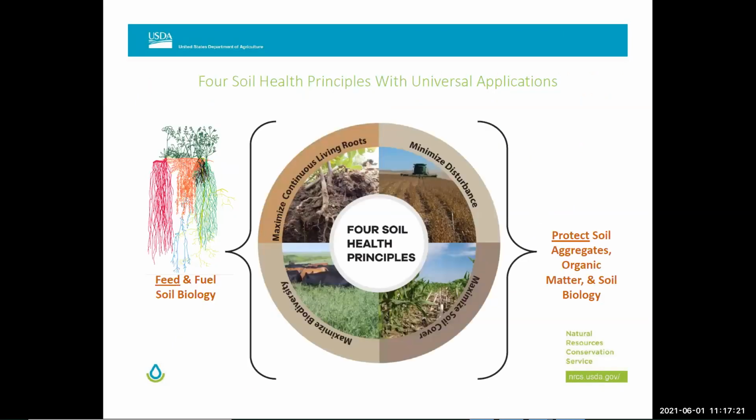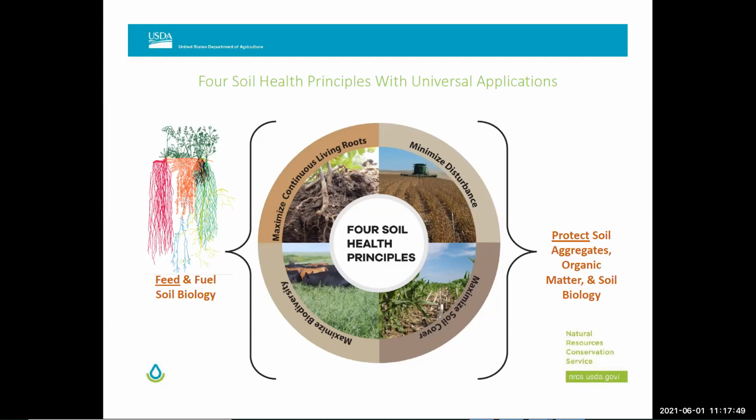So this is what we just talked about, and it takes all of the different principles and puts them into categories. You see on the left side of the circle, by maximizing continuous living roots and maximizing biodiversity, those are going to help us to feed and fuel the soil biology. All those critters and organisms that are doing amazing things for the soil are hungry, so we want to make sure that we feed them.